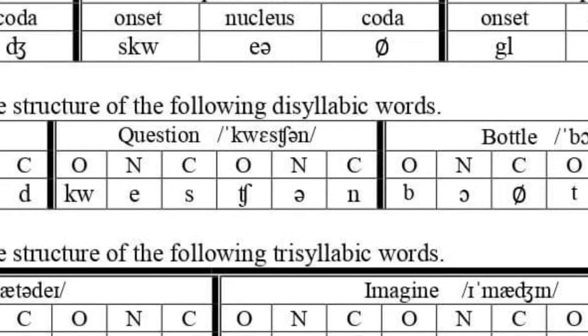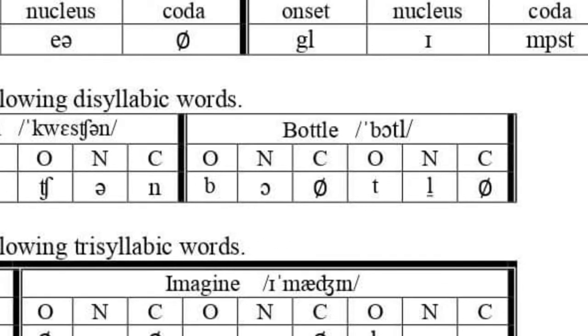Question, 2 syllables. We move to the last word of disyllabic words. So it is the word bottle, bottle. In the first syllable, we have the onset composed of the consonant b, the nucleus is the short vowel o, and the coda, we don't have a coda because we don't have any consonant following the nucleus.